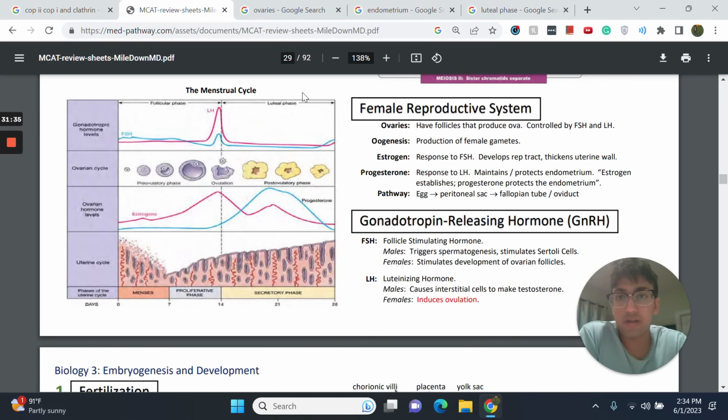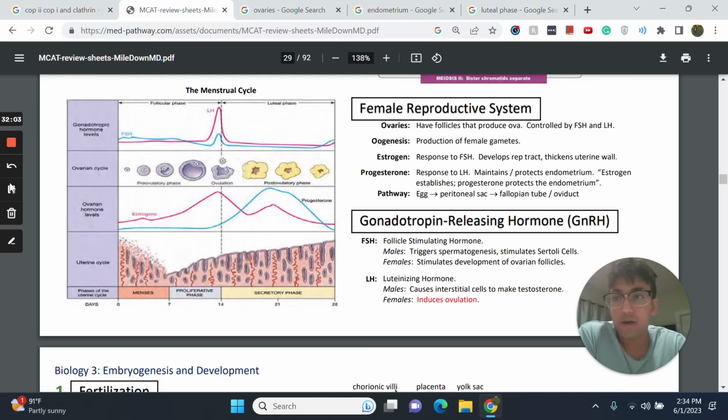And you should just know that the luteal phase is basically preparing the female for pregnancy, because you have increased levels of FSH and LH, and you have increased levels of estrogen and progesterone. And remember, estrogen and progesterone are responsible for maintaining and protecting the endometrium. So in case the sperm does enter, we want to protect the endometrium. That's what estrogen and progesterone are doing in the luteal phase.